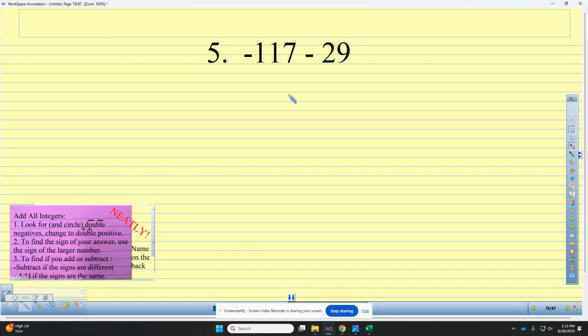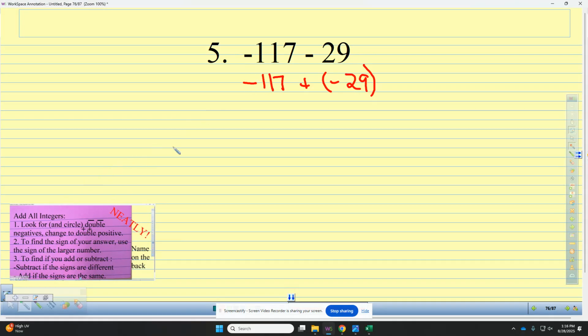Next problem. Negative 117 minus 29. Would you please rewrite this as an addition problem? So the way we do that is we write negative 117 plus negative 29. This would be a good point for me to remind you that if you see me writing something down, you should be writing it down. So whatever's on my page should be on your page. Exactly.